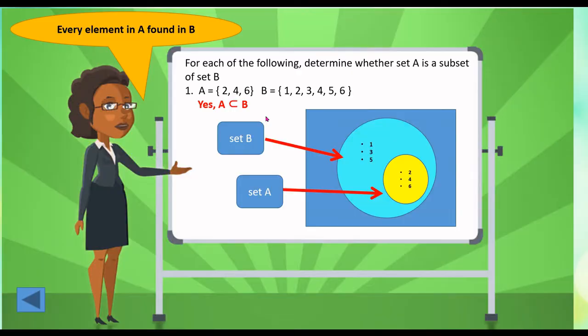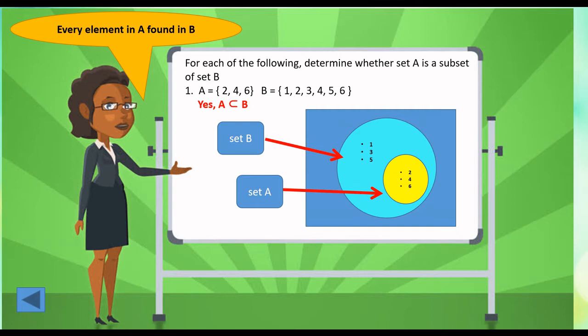Let's see some examples that we already learned. If we look at this Venn diagram, you can see my larger group is the set B. Inside the set B, I have elements 1, 2, 3, 4, 5 until 6. But if I form another small group within the set B, that one we call set A, which only includes 2, 4, 6. So I call A a subset of B.